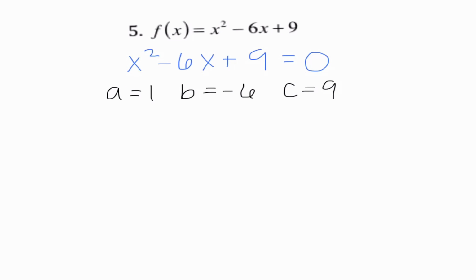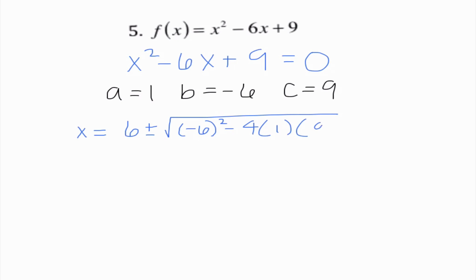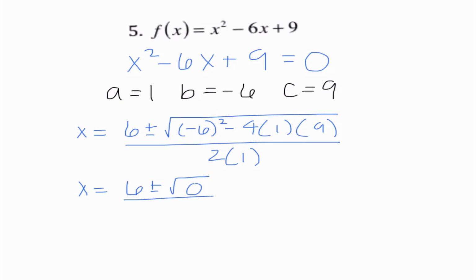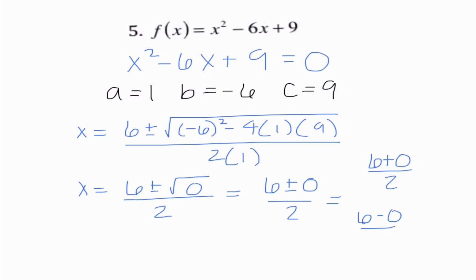So let's actually apply the quadratic formula here. I would do the opposite of b, plus or minus the square root of b squared minus 4ac, divided by 2a. And something really strange happens here because I end up getting 0 in our square root. So I end up getting 6 plus or minus 0 over 2, which would be 6 plus 0 over 2 and 6 minus 0 over 2. So I actually get the answer of 3 both times.